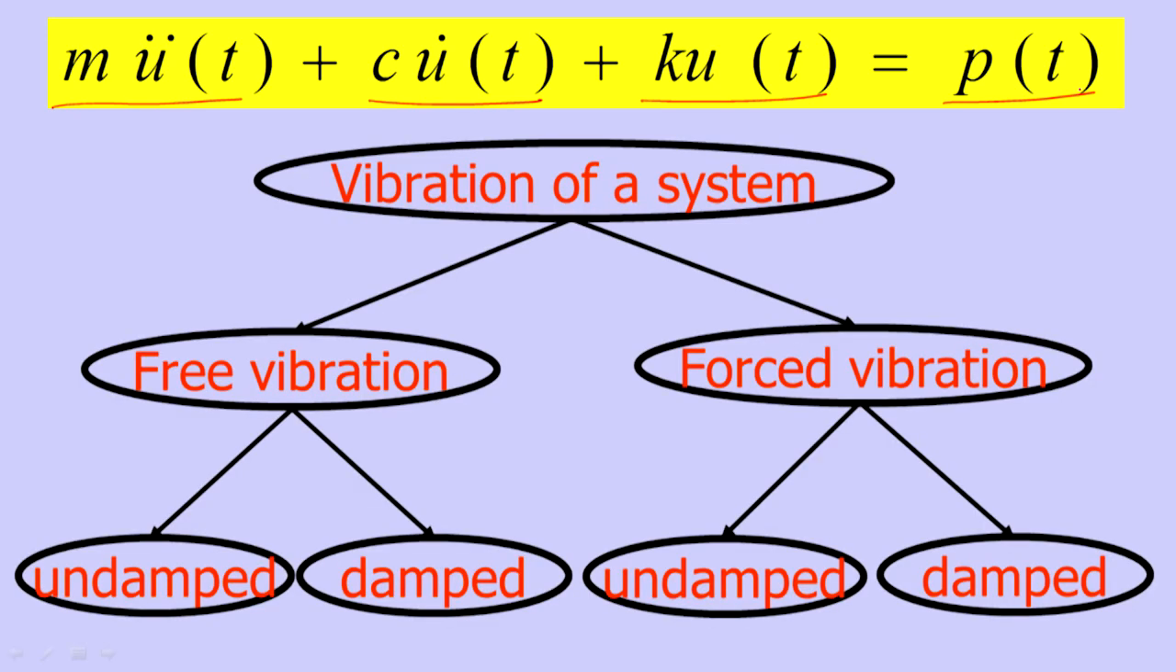And the types of systems are like this: if force is not acting then we call it free vibration, if force is acting we call it forced vibration, and when damping is not present it is undamped vibration, and if damping is present it is damped vibration. So, undamped free vibration and damped free vibration, these two things we have already discussed, and now in this module let us discuss undamped forced vibrations.